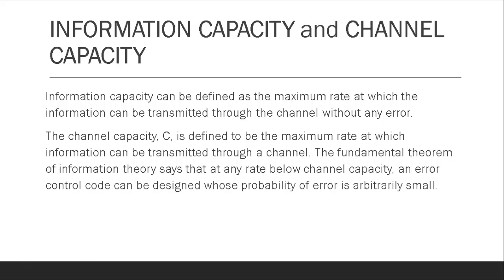Information capacity and channel capacity. Information capacity can be defined as the maximum rate at which the information can be transmitted through the channel without any error. Channel capacity C is defined to be the maximum rate at which information can be transmitted through a channel. The fundamental theorem of information theory says that at any rate below channel capacity, an error control code can be designed whose probability of error is arbitrarily small.